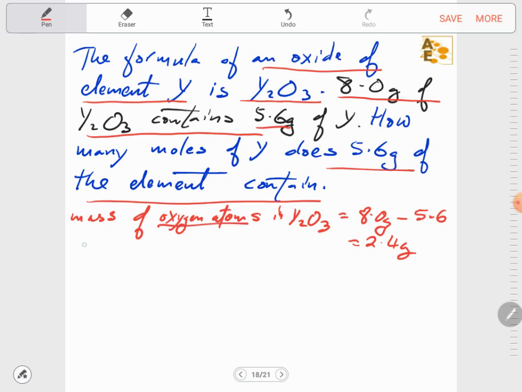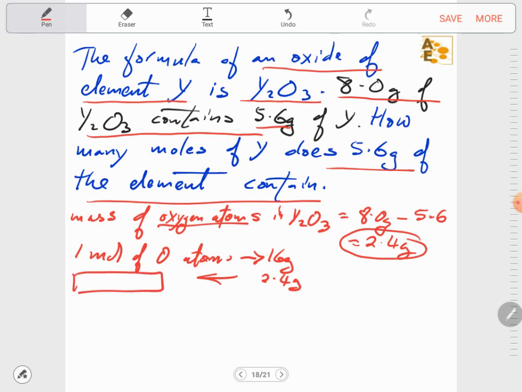And we know that 1 mole of oxygen atoms has a molar mass of 16 gram, correct? Since we calculated the mass of oxygen atoms in Y2O3 is 2.4, you just put 2.4 here. From there you can find the number of moles of oxygen atoms. Very easy, straightforward. That means 2.4 divided by 16 gram multiplied by 1 mole. That will give you 0.15 mole of oxygen atoms.